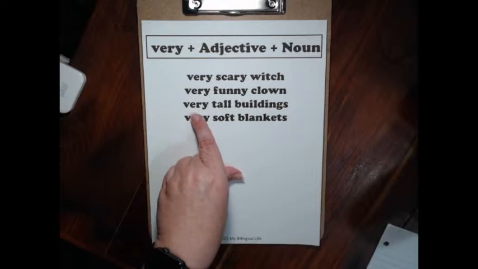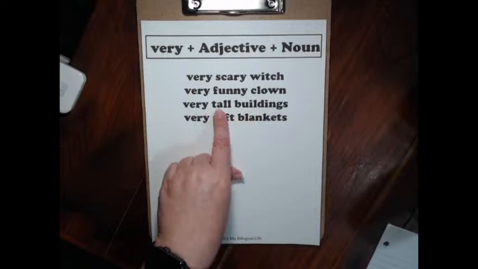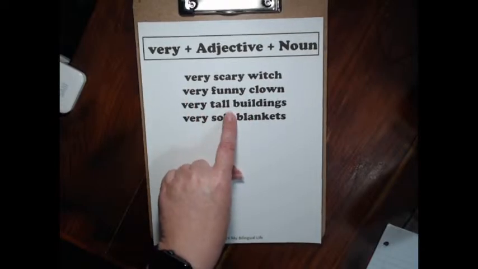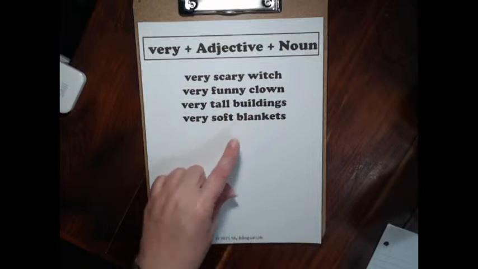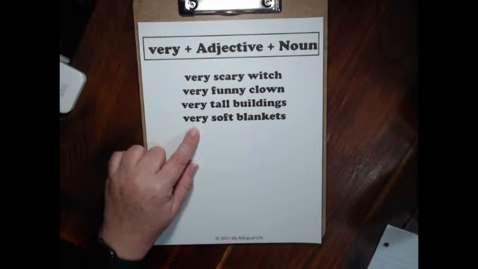You don't say very talls buildings. I've heard some of my students do that. You don't change the adjective. It stays the same. Very tall buildings. Good. So let's look at this next example. Very soft blankets.